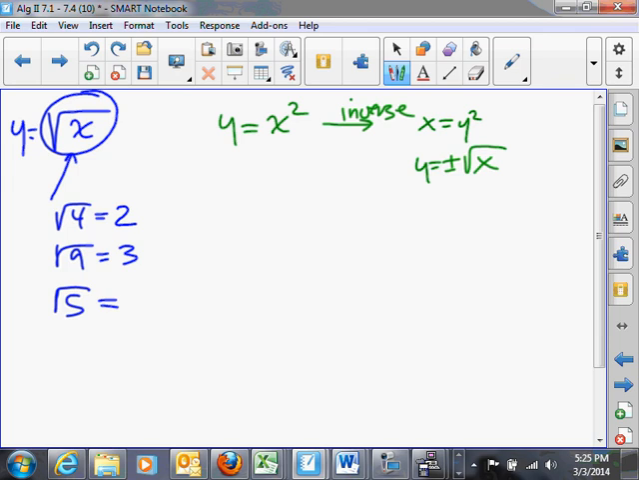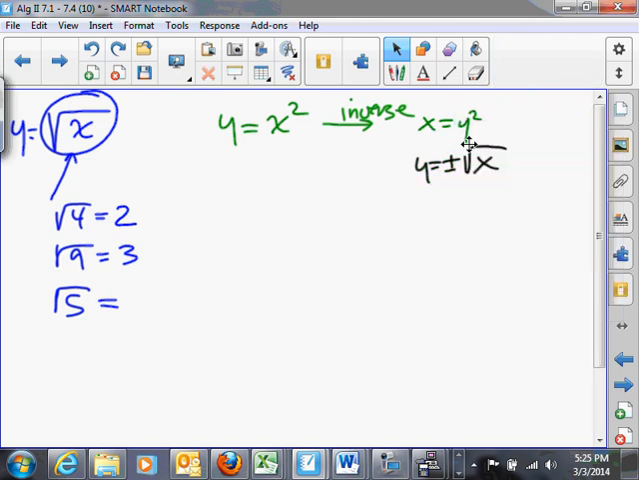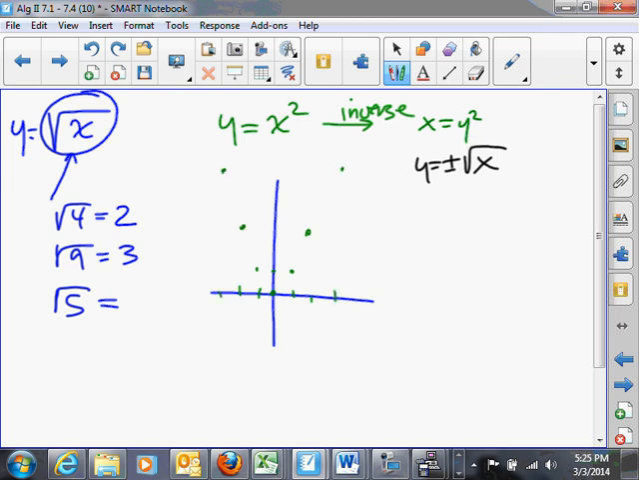Now, what does that mean? Well, the original function's graph is a parabola that goes through 0, 0, 1, 1, 2, 4, negative 1, 1, negative 2, 4, 3, 9, negative 3, 9. So it looks something like this.